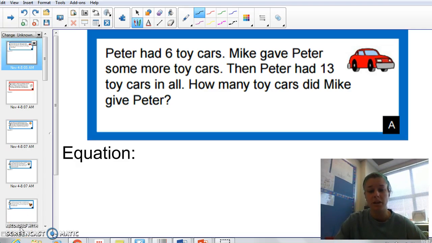Okay, so today we're going to practice solving some story problems. What we do when we first solve a story problem is we have to read the problem. So let's read this problem.